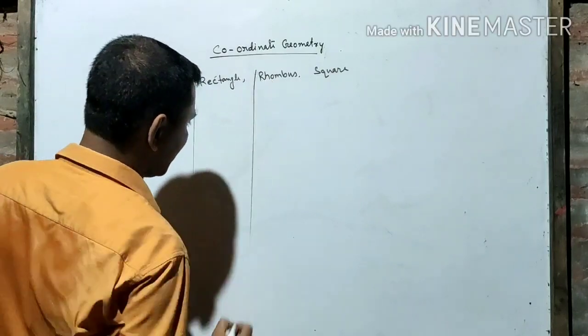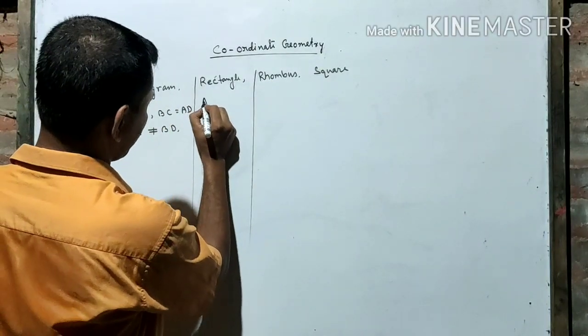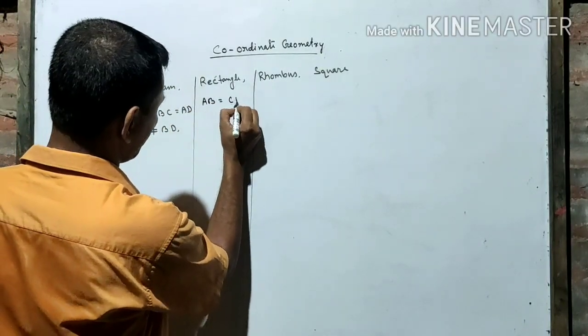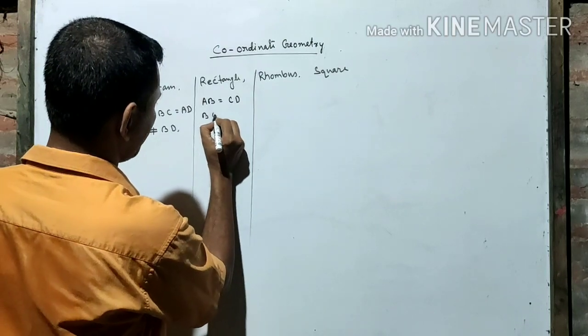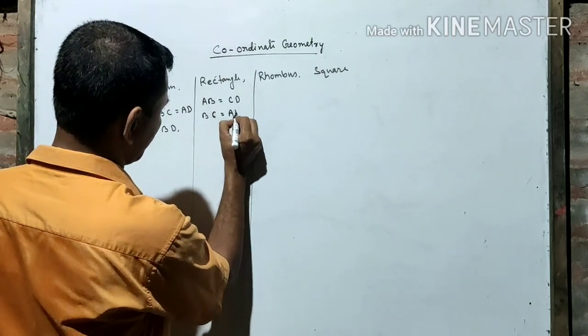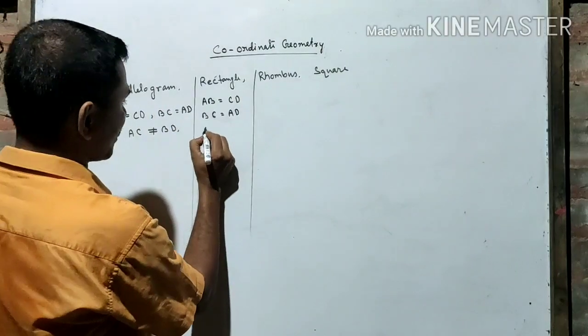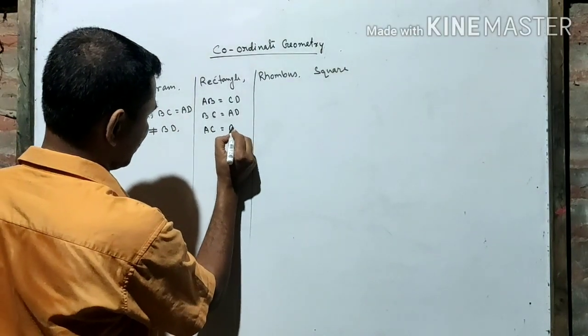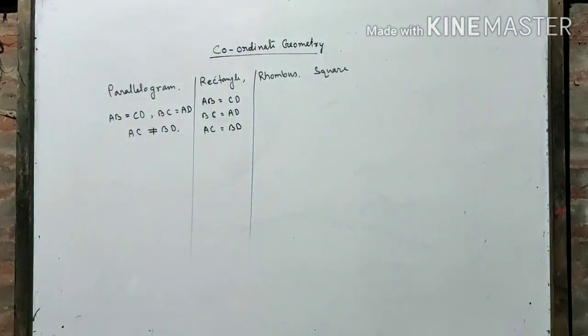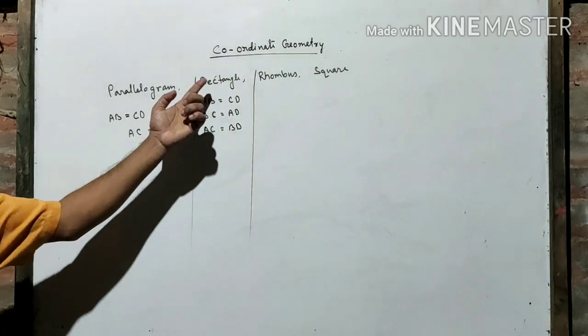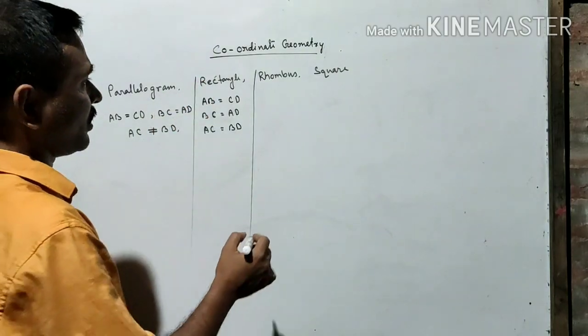So what is a rectangle? In a rectangle, opposite sides are equal. AB is equal to CD, BC is equal to AD, and the diagonals are also equal. AC is equal to BD. Then we will say that the quadrilateral is a rectangle.